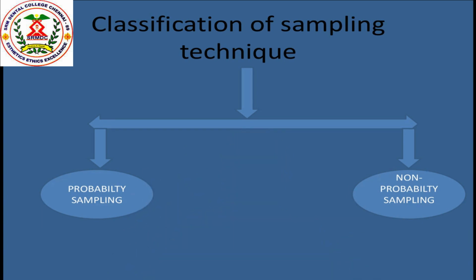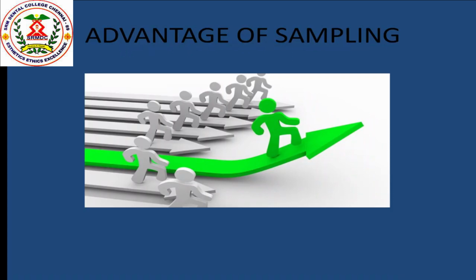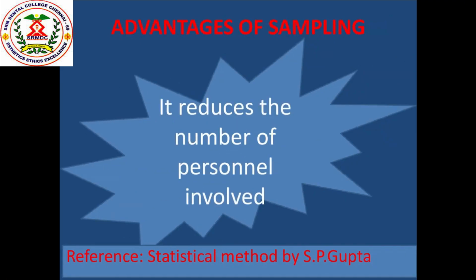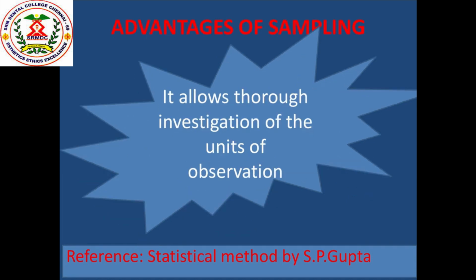Before moving on to the types of sampling technique, I'll tell you the advantages of sampling. First, it reduces the cost of investigation, the time required, and the number of personnel required. For example, when you do a study, you first take the geographic population, and from that you select your final sample. If the sampling technique is not there, just imagine how you can do a study on the whole geographic area. It might be costly and time consuming, and the number of personnel involved might increase because we can't draw a final sample.